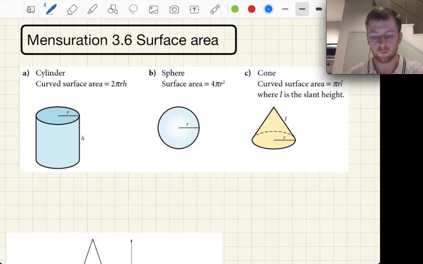Hello ladies and gentlemen, and welcome to another lesson of our IGCSE revision course. This time we're going to talk about surface area.